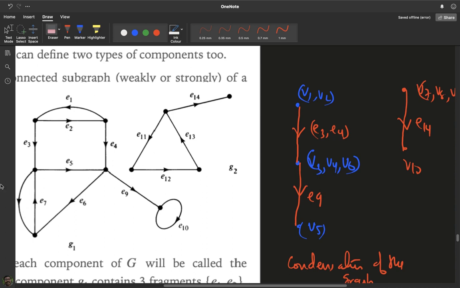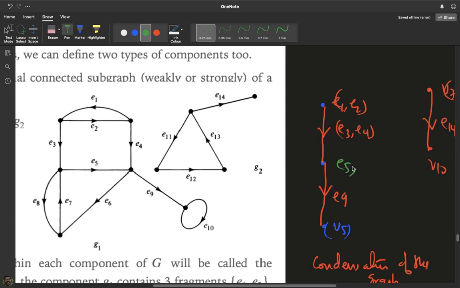Usually in the condensation we write, instead of the vertices, the edges, so I'll write in that format itself. So the first fragment was represented by the edges E1 and E2. The second fragment is represented by the edges E5, E8, E7 and E6, and the last one is represented by the edge, instead of V5 I'll just write down the corresponding edge, it is nothing but E10. So this is usually how you write it. Use the edges so that you have a bigger picture.